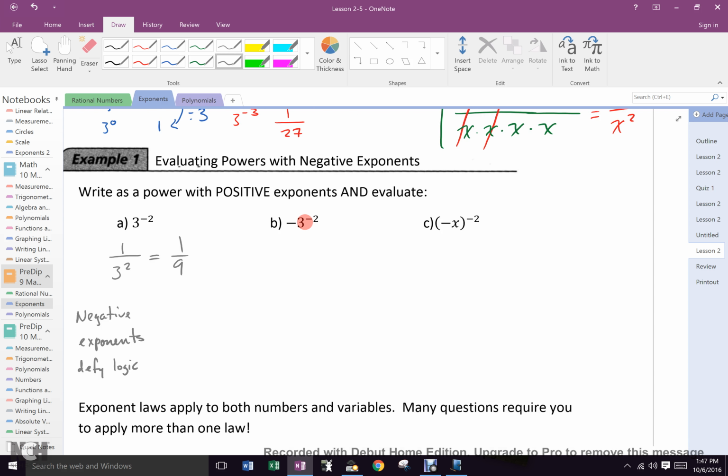Can bases be negative? Yes. Can exponents be negative? No. So Jack, what do you think I do with that? 1 over 3 squared. And what has to be out in front? The negative sign. Everybody got it? The exact same thing as here, but I got a negative out in front. So what's the answer? Negative 1/9. Everybody cool? Okay.